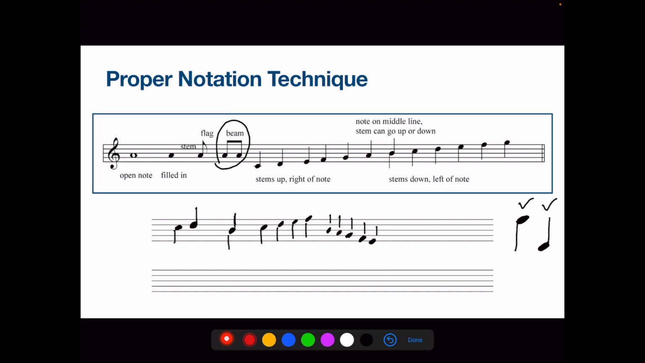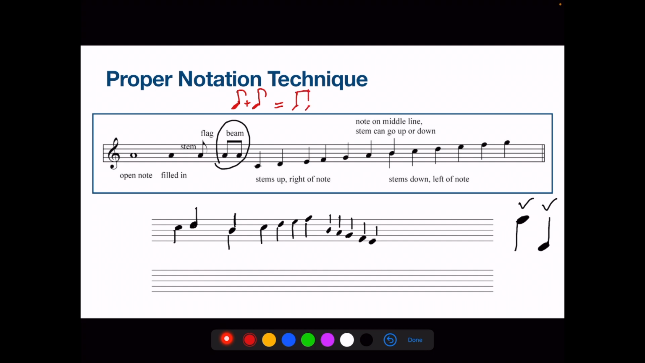Beaming basically is for notes with these little flags. So if you remember the 8th note, right, with the flag, I tell my young kids that these 8th notes run very fast, and they are extremely friendly people. So when they see another 8th note, they like to connect.